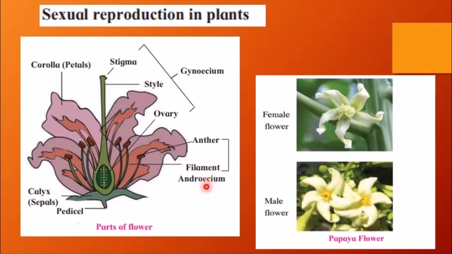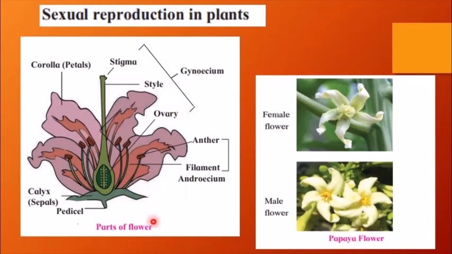Then we have the androecium. The androecium is made up of the anther. Now on the sides you will find that small minute structures are present. These are called anthers, and they are attached to a stick-like structure that is called the filament. So we have the anther and filament, which together form the androecium. So these are the two parts of the flower which are used in reproduction, that is the gynecium and the androecium. These are the male reproductive part, and these are the female reproductive part of the flower.